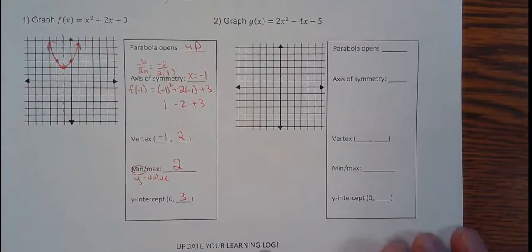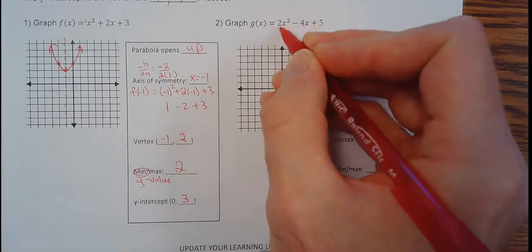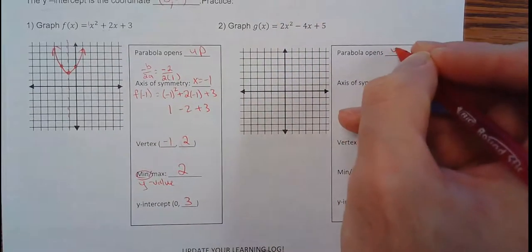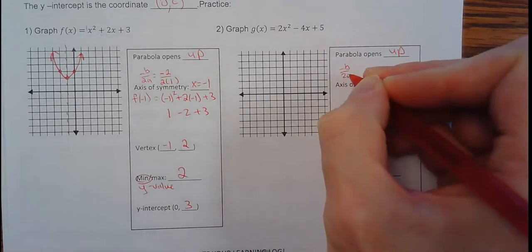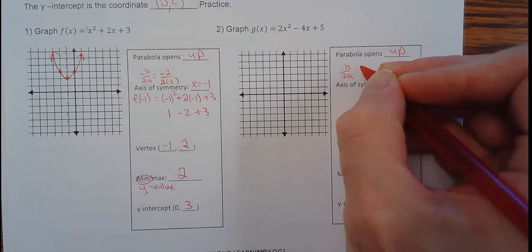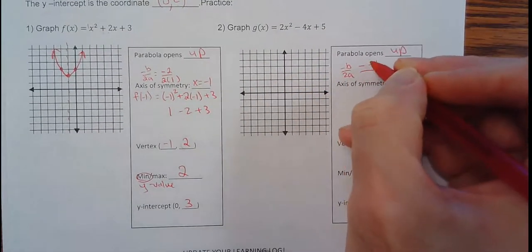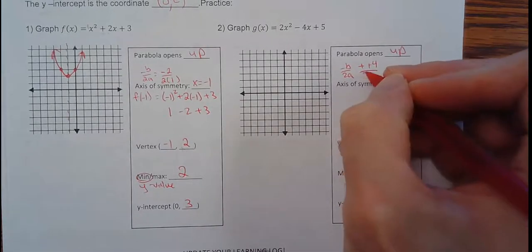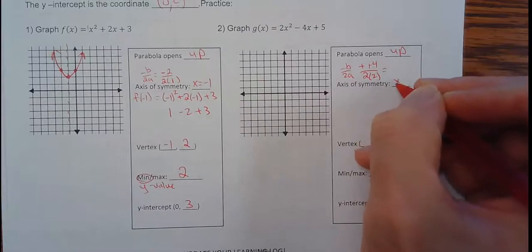And if you'd like to, maybe pause here and try number 2. Otherwise, I'm going to keep moving along. So this one here, does it open up or open down? That's a positive 2, so this would open up. The axis of symmetry, I'm going to go negative b over 2a. So it'd be negative and then -4. So the opposite of b would be a positive 4 over 2 times a, which is 2. So I got 4 over 4, which is 1.